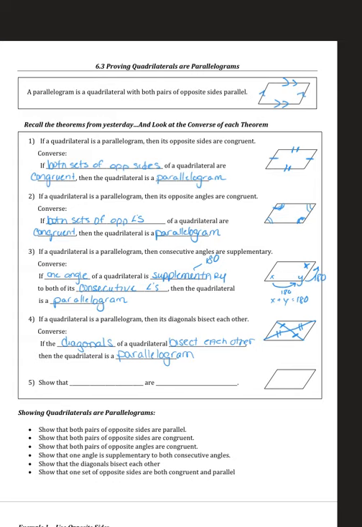Now the last one is a little weird. So this one is not one of our 5 properties, but it says that if we can show that one set of opposite sides are both congruent and parallel, then it has to be a parallelogram.